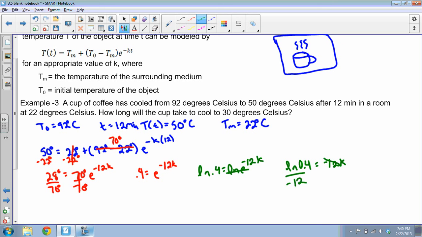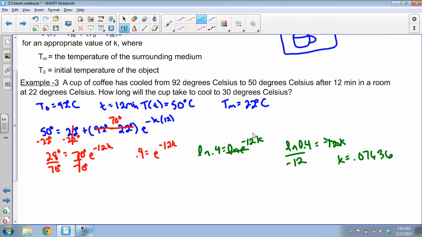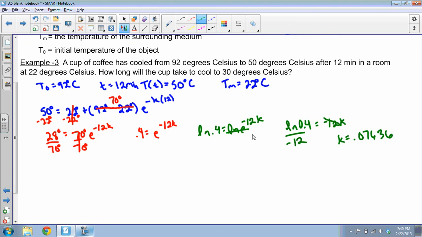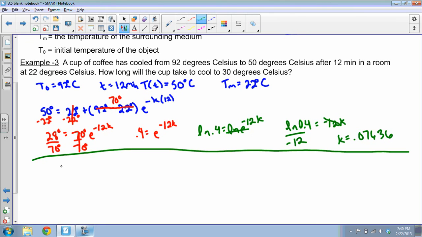Natural log of 0.4 divided by negative 12 is 0.07636. I feel like we should have a lot of decimals because we're about to plug this back in. That was all to find k.